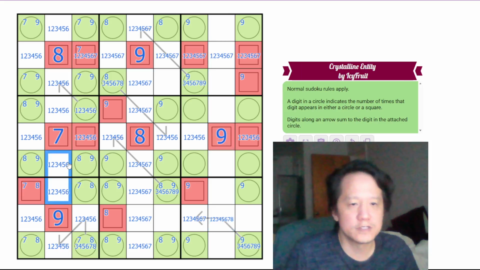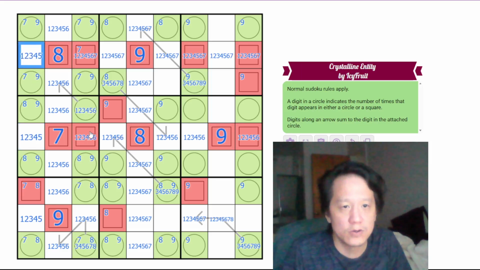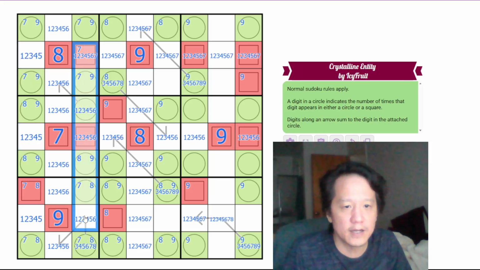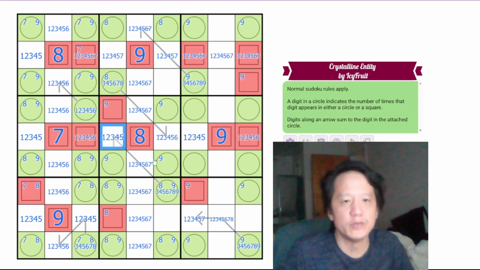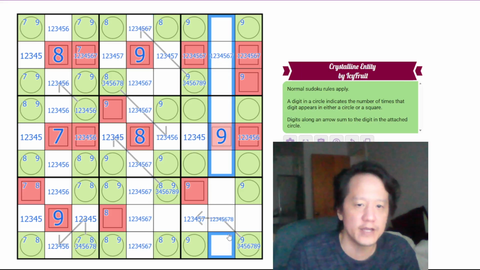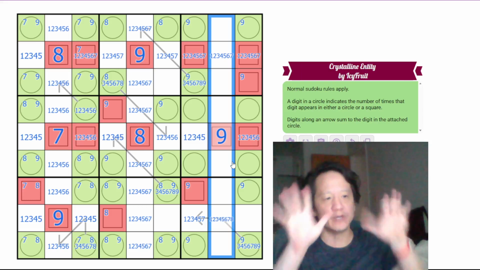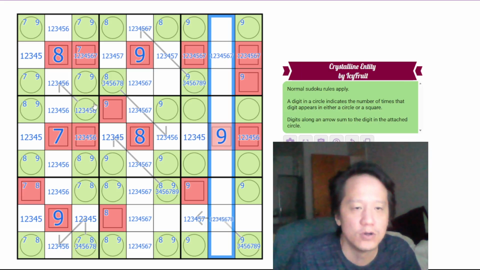So 6 cannot be here, here, or here. And it cannot be here. 6 can't be here, or here, or here, or here, or here. Because again, it cannot be in a circle or square in 2, 5, and 8. Therefore, it has to be in the other 6 columns, in the circle or square.